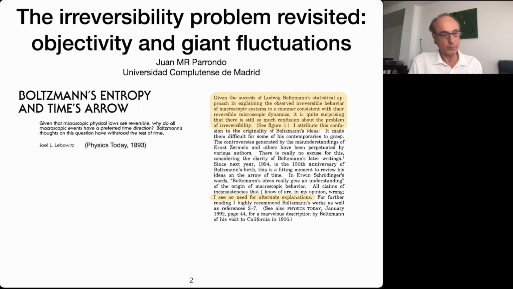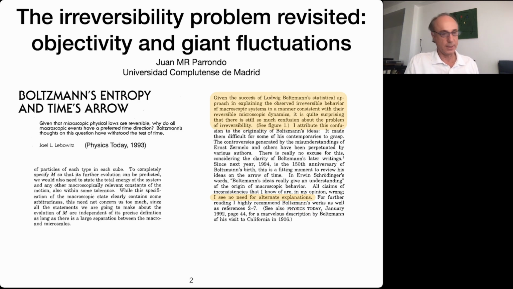Lebowitz goes on and he says, I see no need for alternate explanation. So he claimed that Boltzmann solved the problem of irreversibility in a completely satisfactory way. It's true that further on in the paper he admits that there is something which is precisely what I want to address, the objectivity of Boltzmann's explanation.